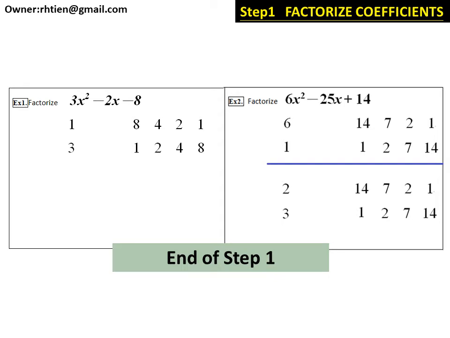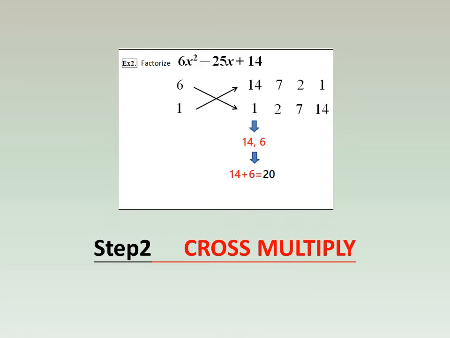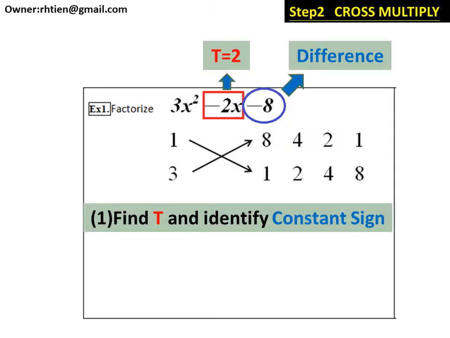Fine. It's ready for step 2. Step 2. Cross multiply. Example 1. We need to find t and identify the constant sign. What is t? T is the target number. We have middle coefficient negative 2, but we ignore the sign. So the target number t is 2 here. And the constant is negative 8. Negative means difference. Remember it.